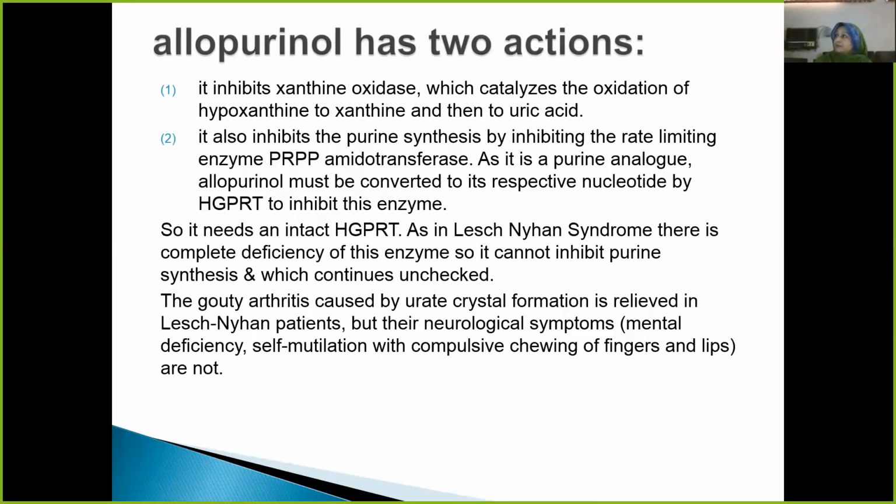I will tell you once first, then I will show you on the pathway. It inhibits xanthine oxidase, which catalyzes the oxidation of hypoxanthine to xanthine and then to uric acid. Everyone knows this is one action of allopurinol. It also inhibits the purine synthesis by inhibiting the rate-limiting enzyme PRPP aminotransferase. As it is a purine analog, allopurinol must be converted to its respective nucleotide by HGPRT to inhibit this enzyme.